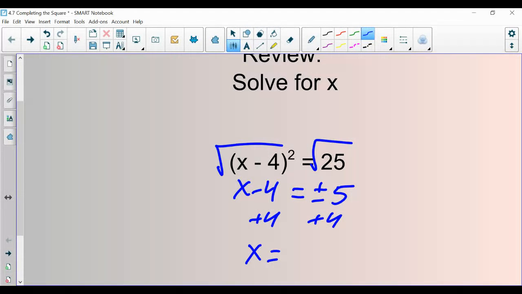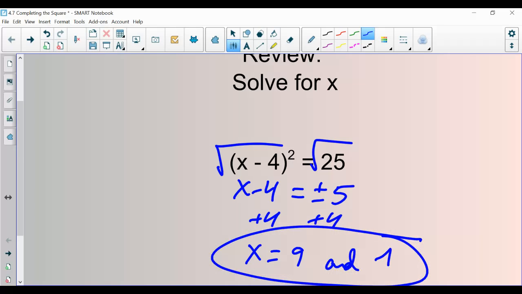That's our goal. When you add 4 to positive 5, you would get a 9. And then you would add 4 to negative 5, and you would get negative 1. So your answers here are 9 and negative 1. And you could verify this really easily. If you plug 9 into x here, 9 minus 4 is obviously 5, and 5 squared is 25. You could do the same thing with negative 1. Negative 1 minus 4 is negative 5, and negative 5 times negative 5 is also 25.